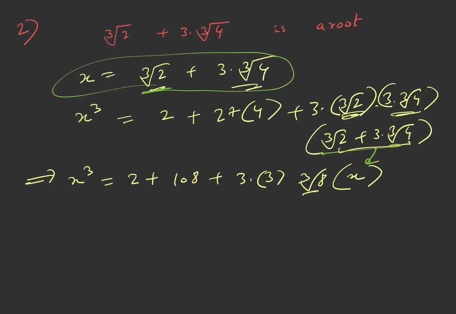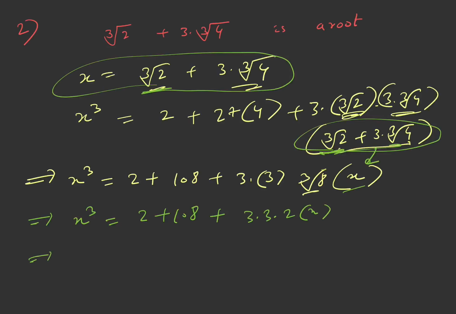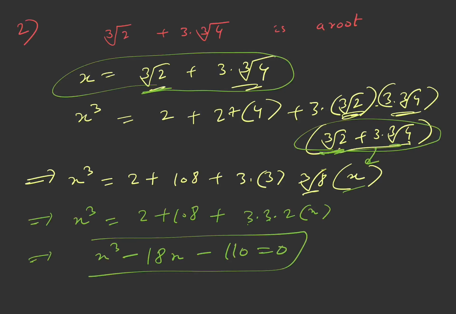This is a very important step here. If you just leave it as it is and start computing, it will be very lengthy. So this thing you can replace with x. So x cube equals 2 plus 108 plus 3 into cube root 8, which is 2, into x. So finally you have the equation x cube minus 3 times 2 is 6, 3 sixes are 18, so x cube minus 18x minus 110 equals 0. This is a cubic equation. The lowest degree is 3 and it has rational coefficients, and one of its roots is cube root 2 plus 3 into cube root 4.